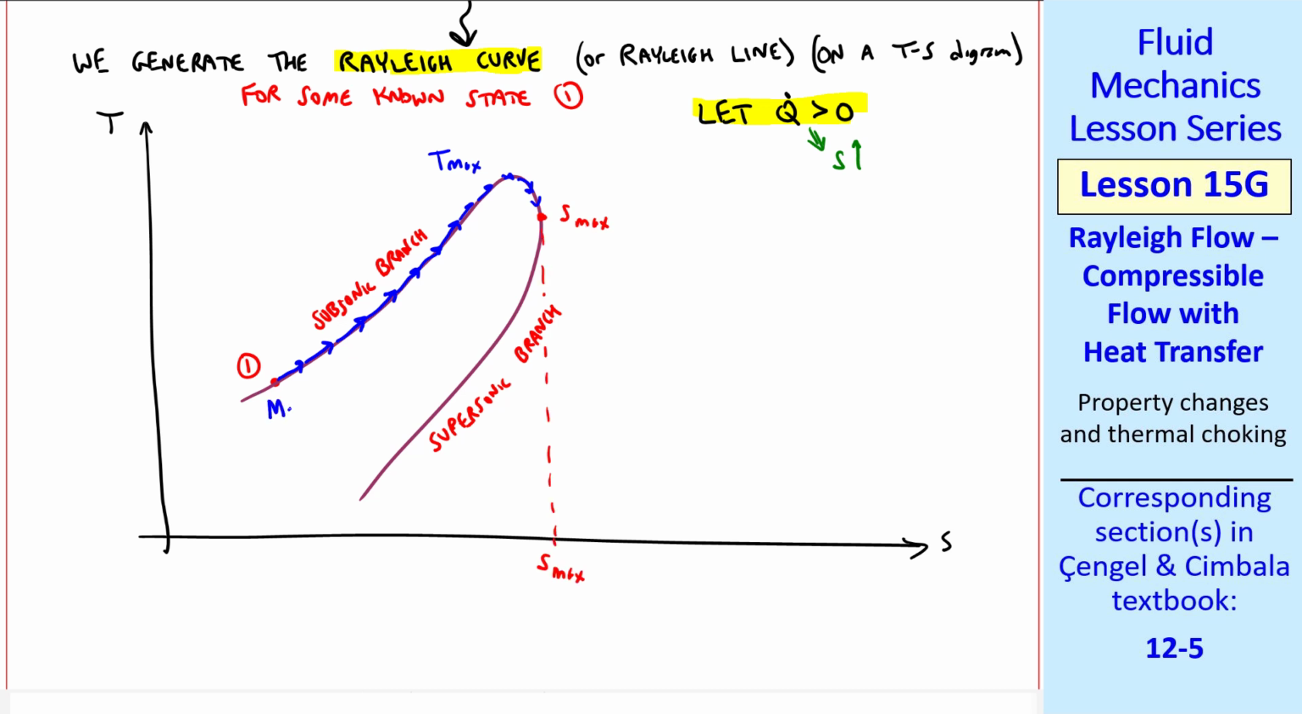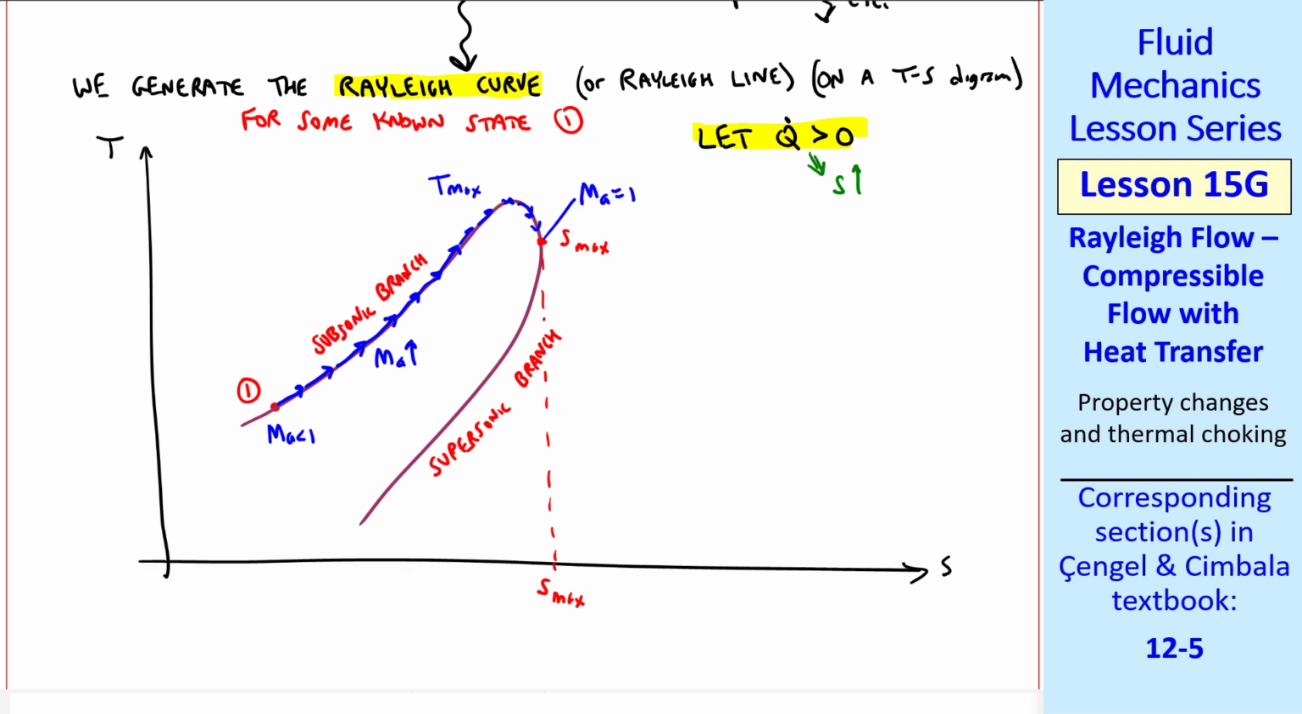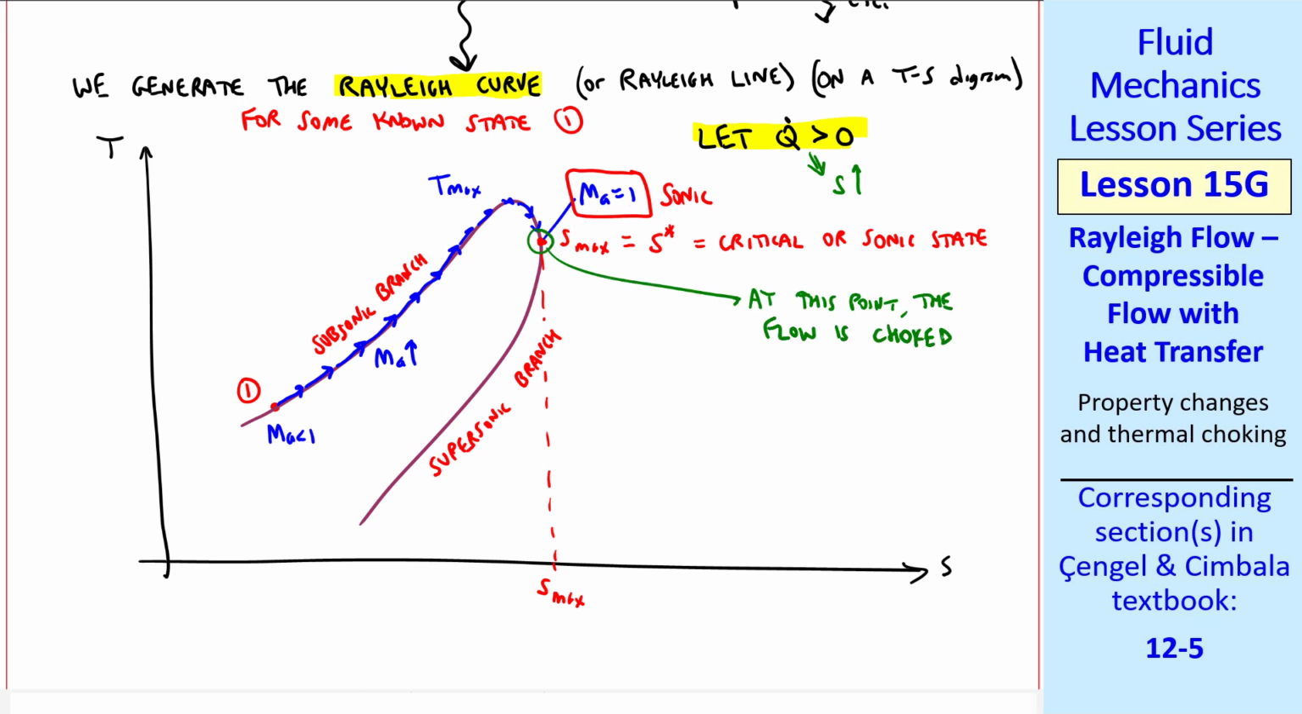Again, starting with a subsonic flow, Mach number increases continually along this curve, even in this portion, finally reaching sonic conditions at this maximum entropy point. Let's call this maximum entropy s star, which is the critical or the sonic state, since Mach number is 1 there. At this point, the flow is choked. You cannot keep increasing Mach number. If you tried, you would have to go along this curve in the negative s direction, which is impossible. You can't violate the second law of thermodynamics.